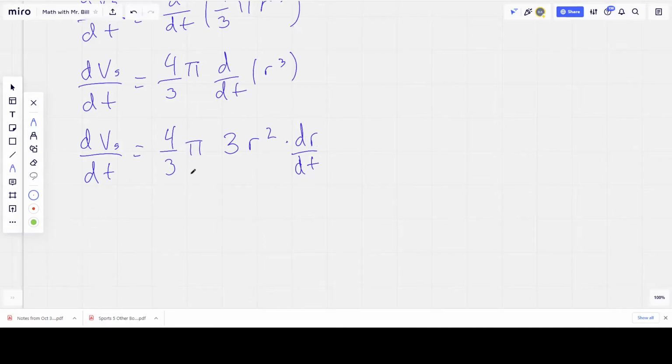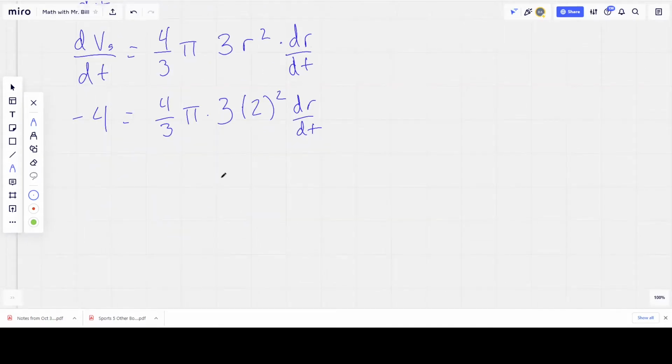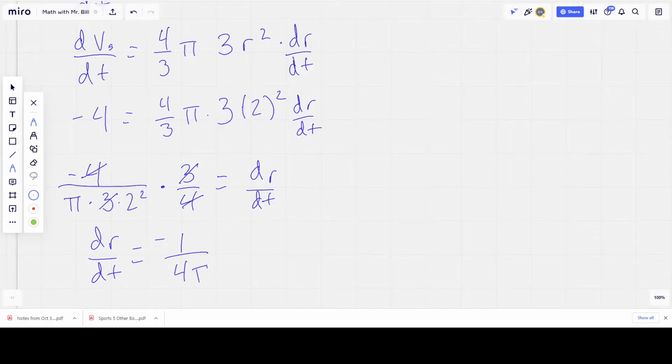Okay, so now looking at this equation here, we know what the change of the volume of the sphere is with respect to time. That's -4, and that's going to be equal to 4/3 pi times 3 times the radius squared. So the radius of the sphere right now is 2. But what we don't know is dr/dt. We can certainly get a number for it now since we have everything but that. So solving for dr/dt, I'm going to take -4 and divide it by pi times 3 times 2 squared, and then multiply everything by 3/4, so the reciprocal of 4/3. So dr/dt is going to be -1 over 4 pi. You can see the 3's and the 4's cancel. Okay, so now that's something that we've got.